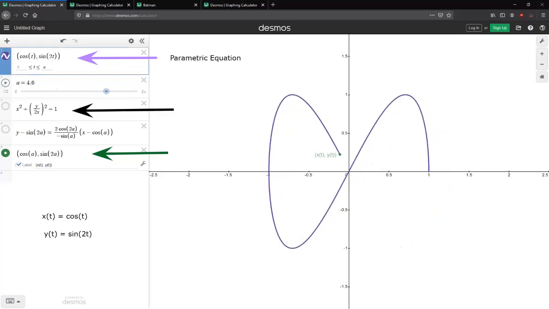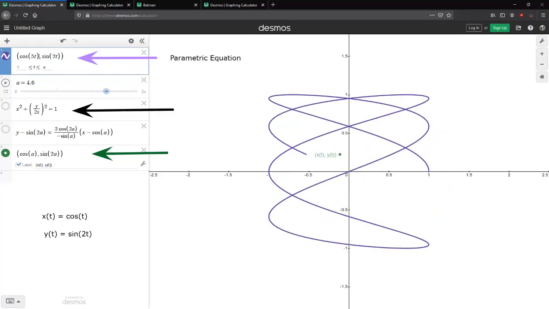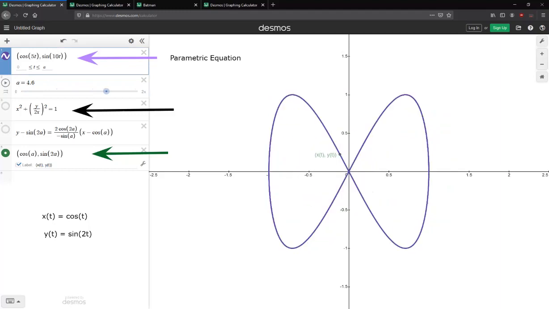Well, let me replace t with something else. So everywhere I see a t, I'll replace it with, let's say, 5 times t. And oh, we get some interesting shapes there. We'll get back to those in just a minute.